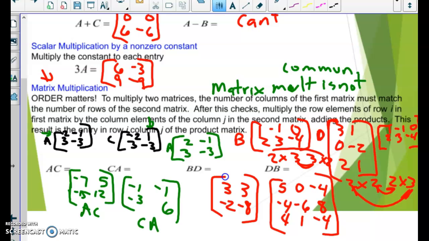So obviously a 2 by 2 and a 3 by 3 are not the same, so we know the commutative property is not going on with matrices.